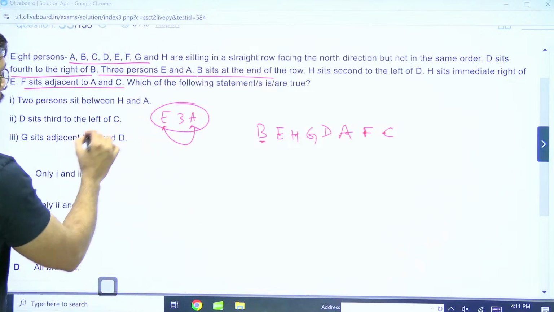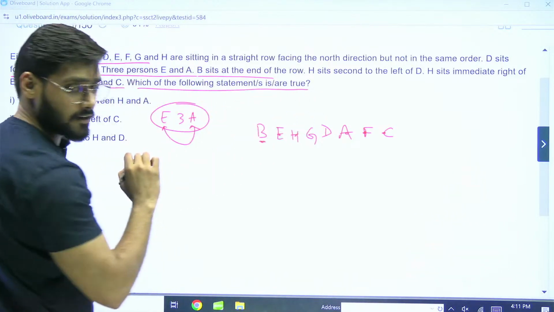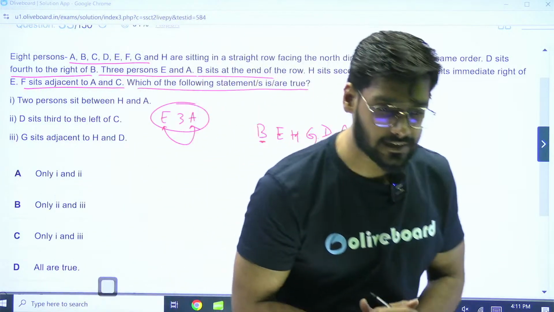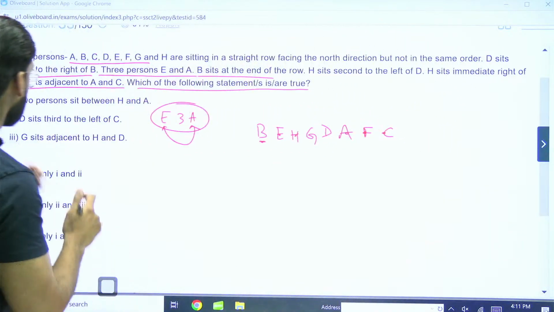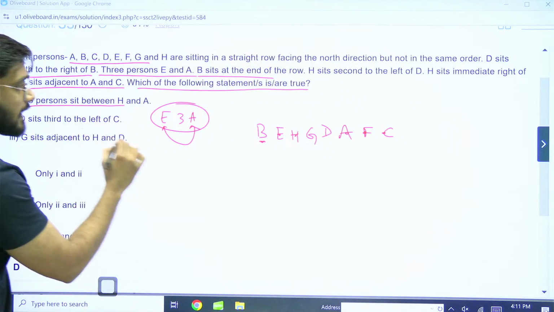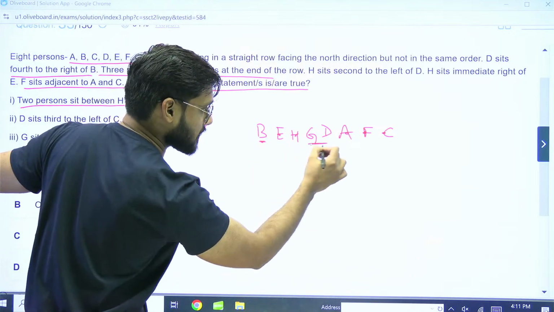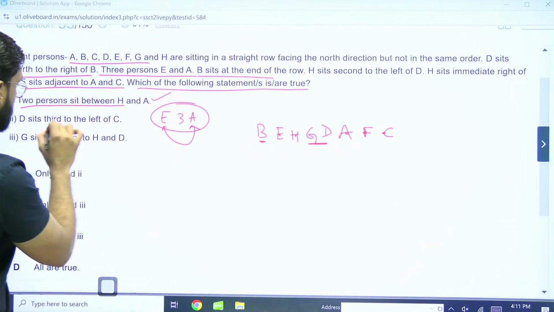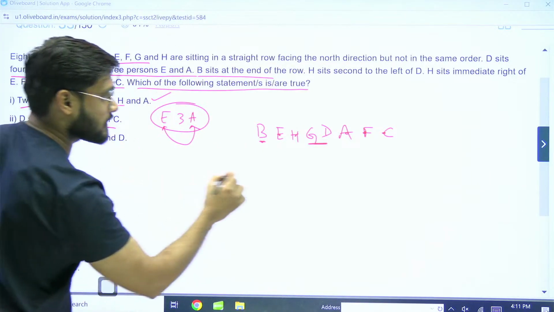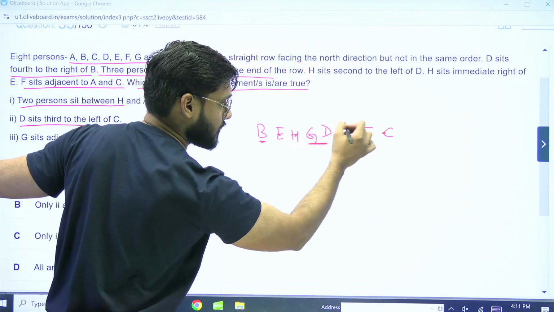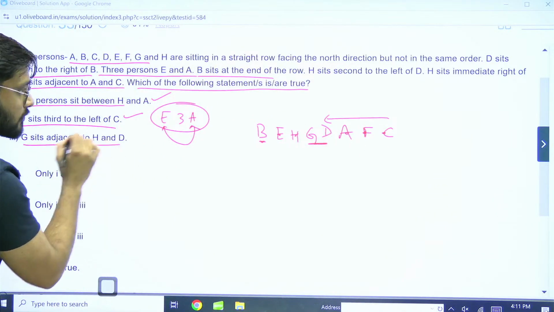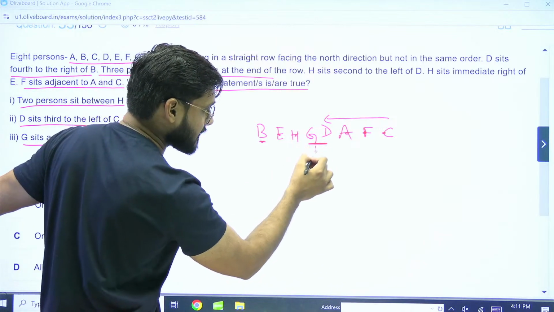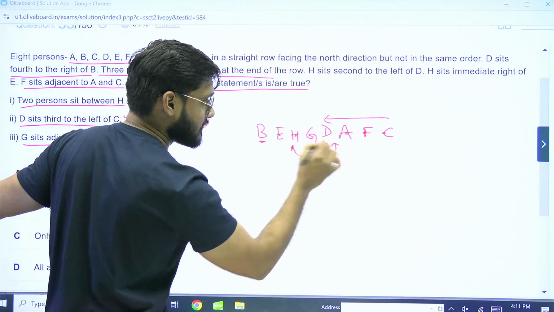Now we need to find which of the following statements is and are true. 2 persons sit between H and A. We can see there are 2 persons sitting between H and A. First one is true. D sits third left of C. 1, 2, 3. D sitting third left of C. This is also true. G adjacent to H and D. G is adjacent to H as well as D. This is also true.